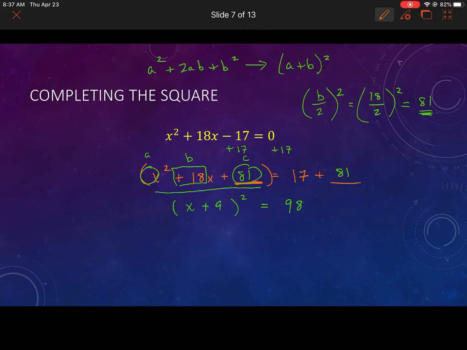Now it looks just like the ones we were just doing, so we continue from here just like we did before. We take the square root of the left side, which gets rid of the square, so x plus 9 equals. We do the same thing to the right side, but we also have to remember it's plus or minus because we have two solutions. We have to account for the positive and the negative possibility. Then we subtract 9 from both sides.